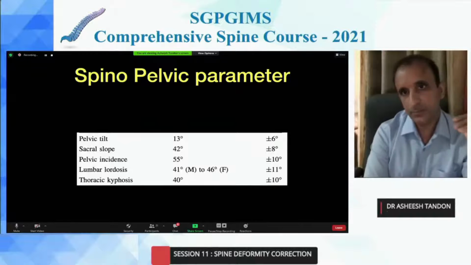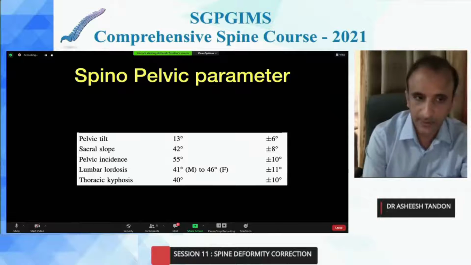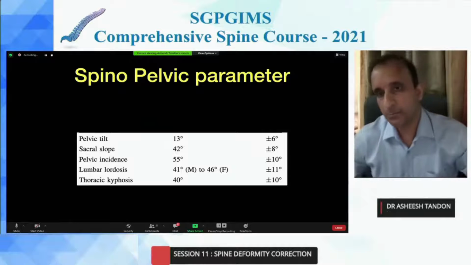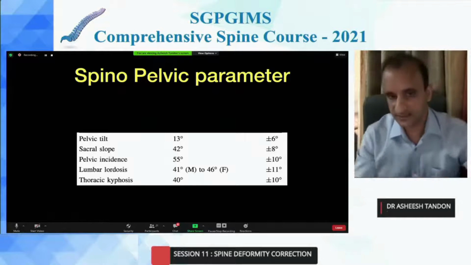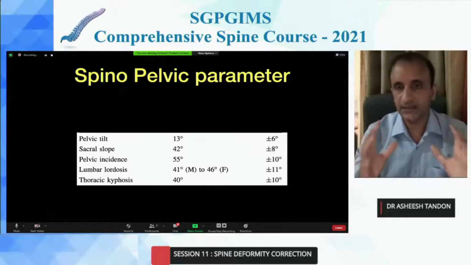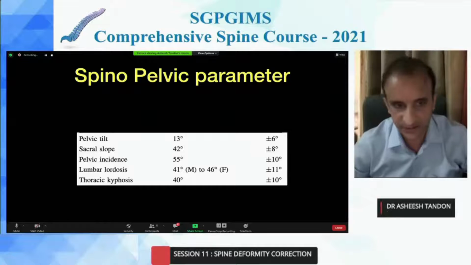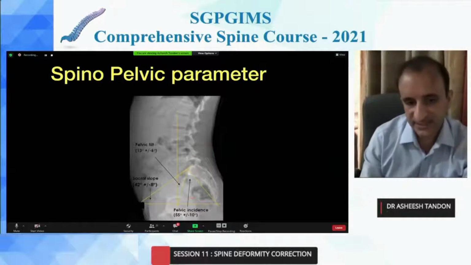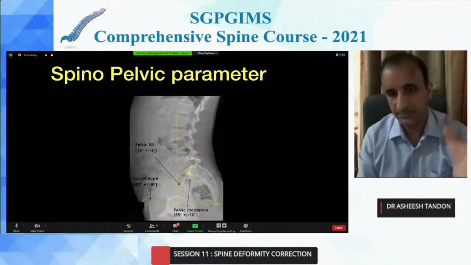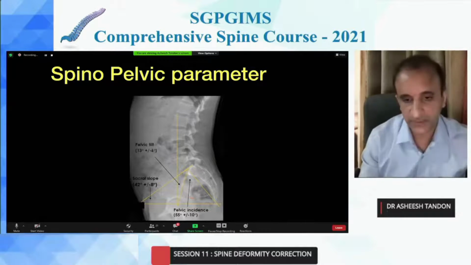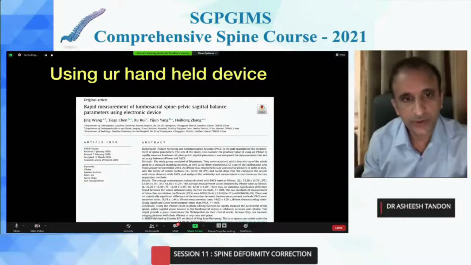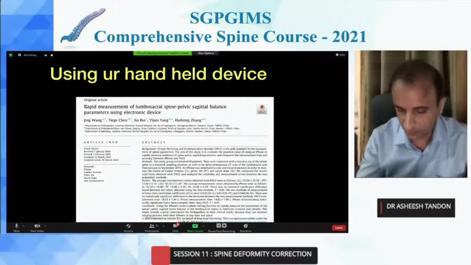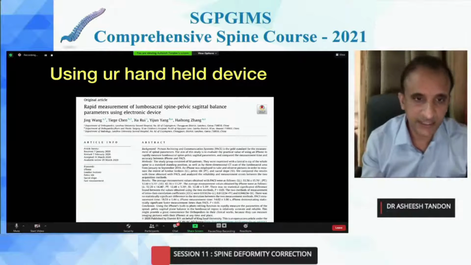Coming on to the spinopelvic parameters, we need to look at the pelvic tilt, sacral slope, and pelvic incidence. These are important parameters as far as the pelvic vertebra is concerned. So we consider pelvis as the base vertebra on which the whole spine has been constructed. So one needs to measure this. These are the various lines. You look at the sacral slope, the pelvic tilt, and you add it to form the pelvic incidence. I would like to draw your attention to this paper. We use electronic or any handheld device to measure these angles. It's pretty fast, and you can even do it in your OPD.